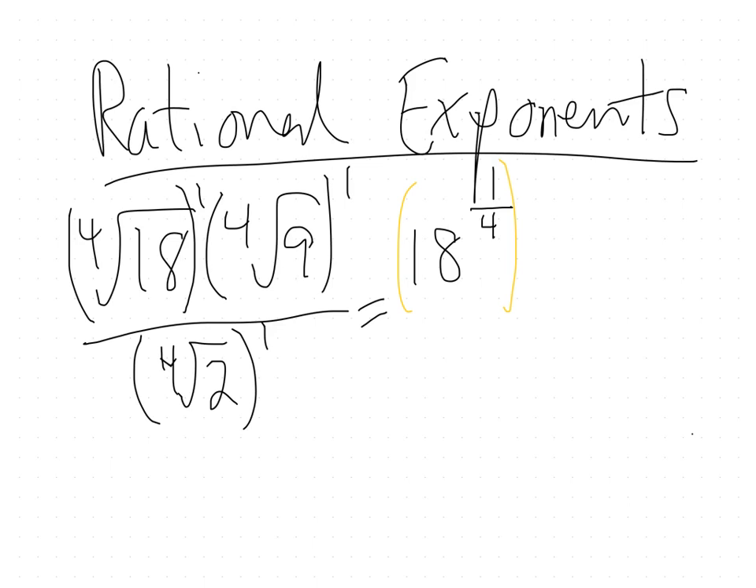Next, let's convert the fourth root of 9. So that becomes base 9 to the exponent 1 over 4. And this is all being divided by base 2 to the exponent 1 over 4. Okay, so we are going to simplify this quotient that has a product of two radicals being multiplied in the numerator and then being divided by another radical, the fourth root of 2.